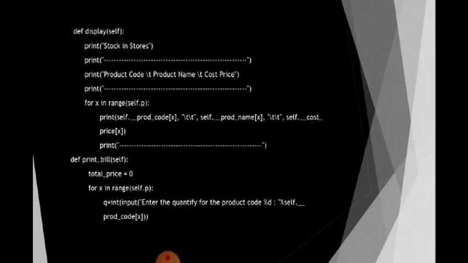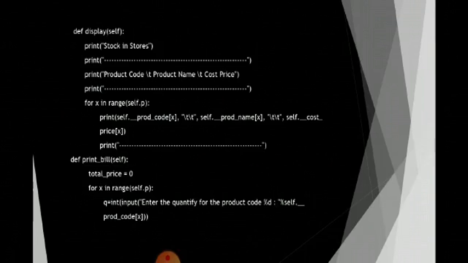Okay, def print_bill. Now we are going to write a function that is used to generate a bill. Okay, so def print_bill(self): total_price equal to 0. Initially we assign the value of total price as 0. This is the assignment statement, used to assign the value 0 to total price. Next, a for loop. This loop is used to get the elements from the list.